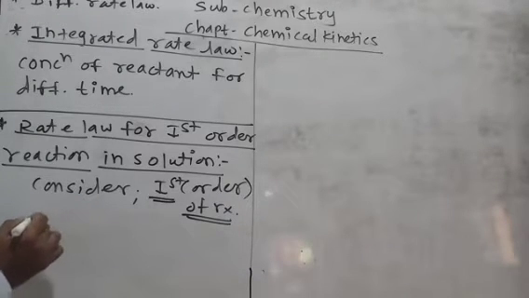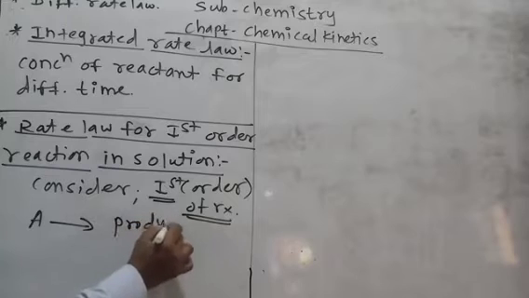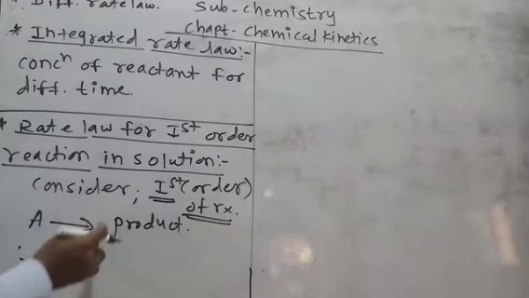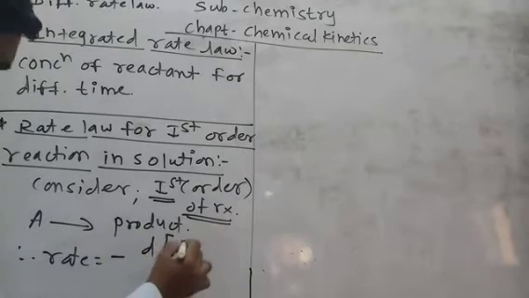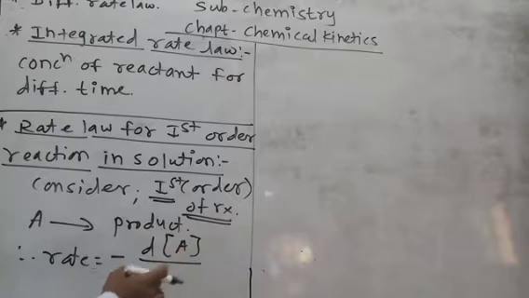Consider the reaction A is converted into product. It is a simple reaction. For that reaction, the rate of reaction depends on the concentration of reactant. Therefore, the rate equation becomes rate is equal to minus. Why is it a negative sign? Because the concentration of reactant decreases. That's why it has the negative sign.